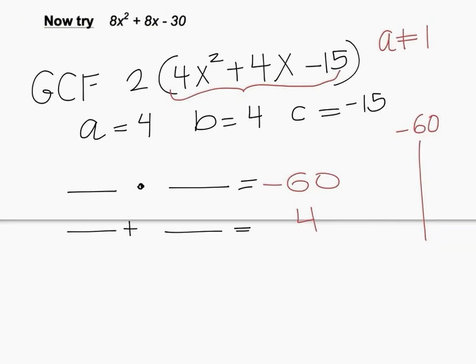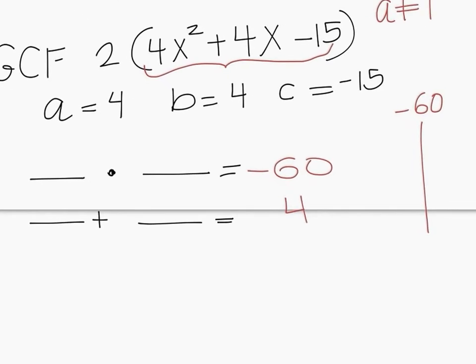So what multiplies to give me negative 60? I can directly jump to 6 and 10, because I know 6 times 10 is 60. And since it's a negative 60, then one of those numbers, the 10 and the 6, has to be a negative. I want a negative 60, so I'm going to put one of them to be the negative. 6 times negative 10 is a negative 60 now.